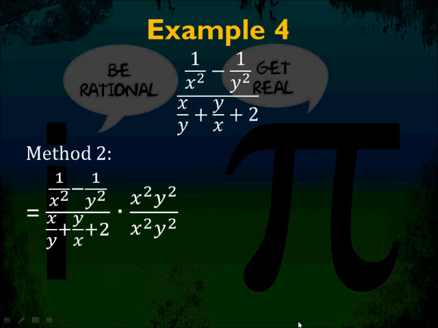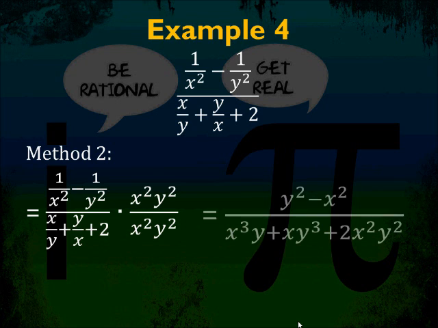So x squared y squared times 1 over x squared leaves us a y squared. x squared y squared times a negative 1 over y squared leaves us a negative x squared. And again, distribute the x squared y squared on the bottom. So you're left with that expression, y squared minus x squared over x cubed y plus xy cubed plus 2x squared y squared.